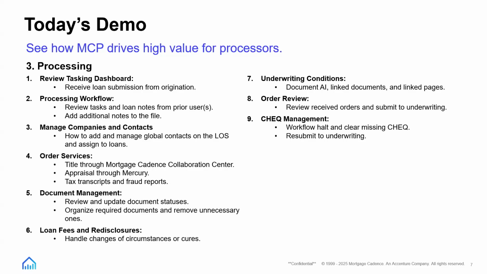In this session, we saw how a processor can use their tasking dashboard as a digital checklist to work through loans in their pipeline, how they would manage and update documents to organize them for underwriting, handle a change of circumstance, and also how check can work in the background to validate information and halt for missing information before the processor can resubmit that loan to underwriting successfully.